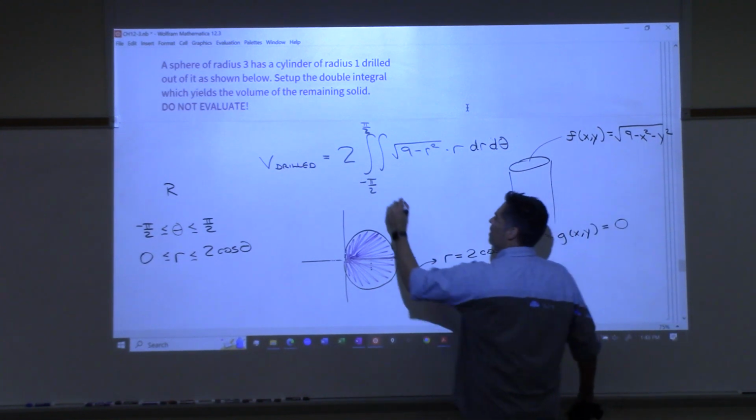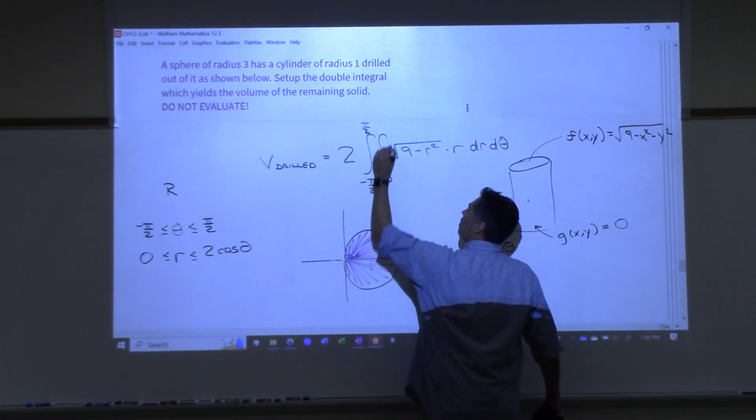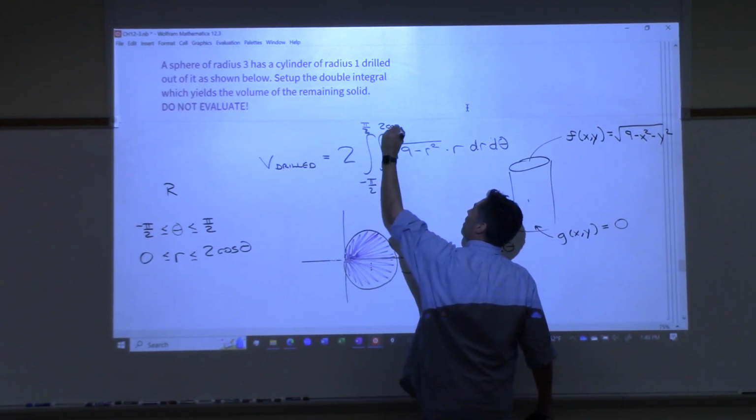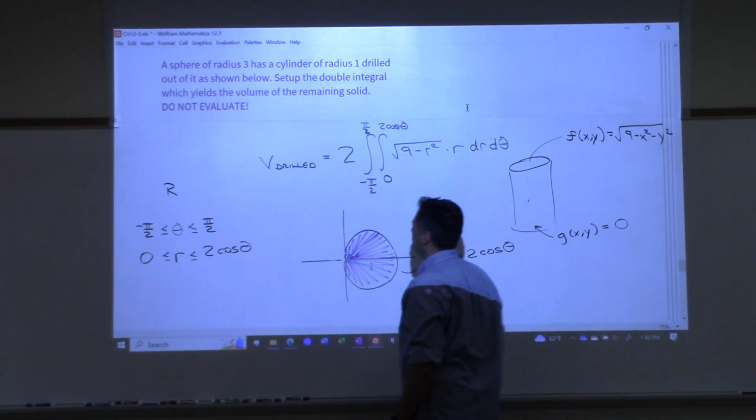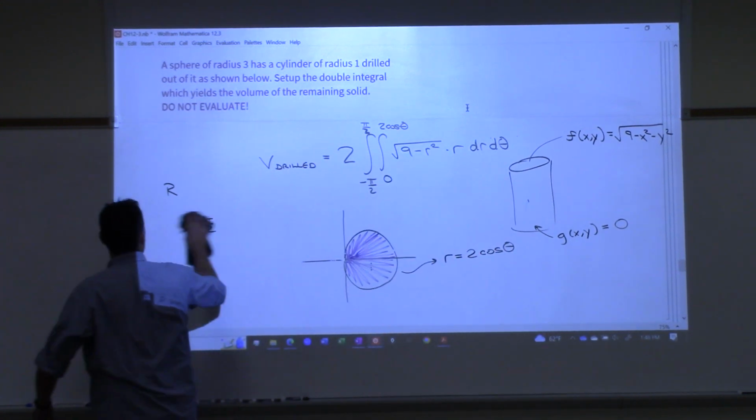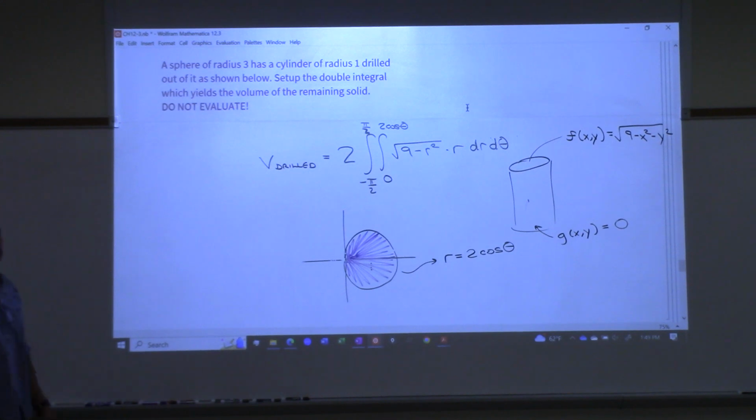Oh, I forgot to put my limits here. 0 to 2 cosine theta. There it is. And then we go from there.